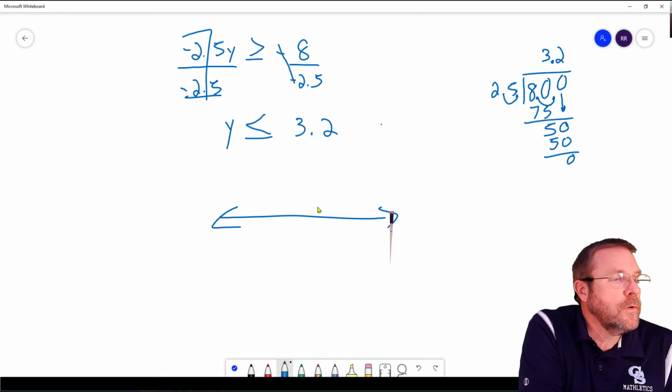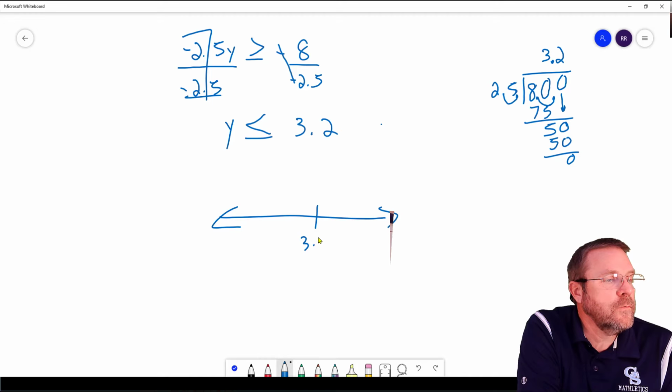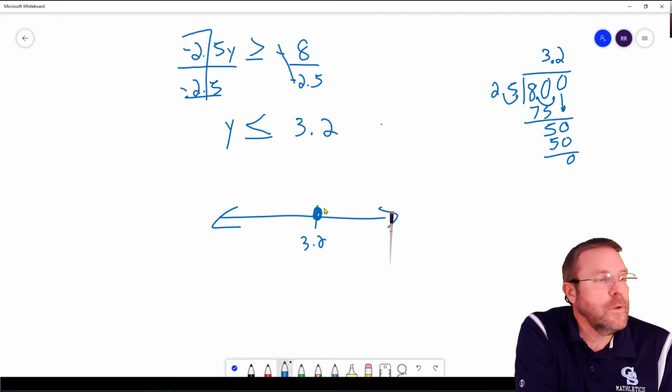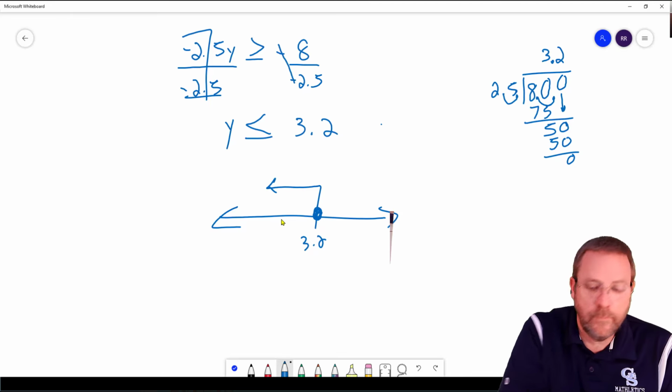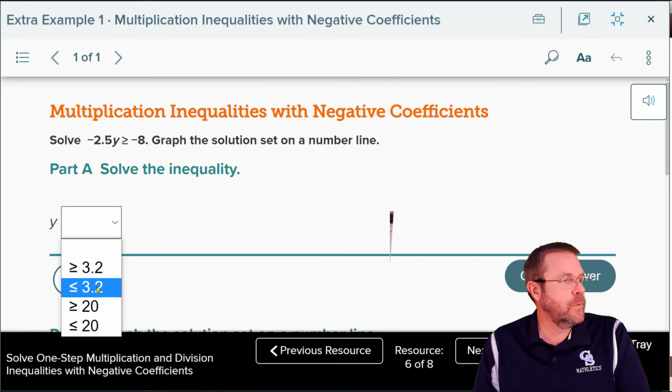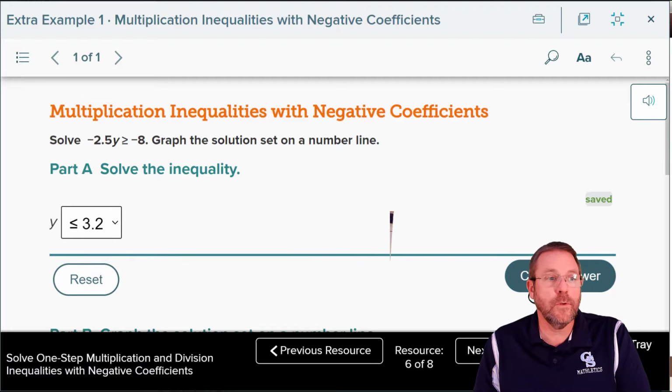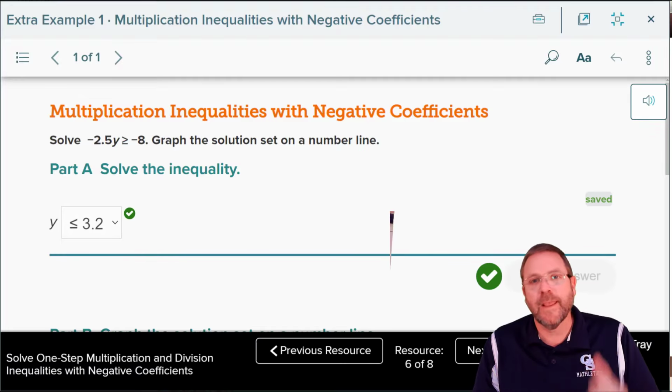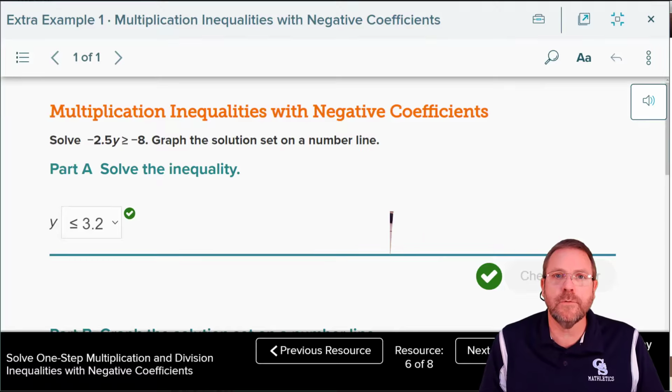When we graph it on the number line at positive 3.2, we're going to have a solid circle because it's an or equal to, and the arrow goes to the left. When we go back to our answer key, we're going to put in y is less than or equal to 3.2, check it, and the answer checks. That's all there is to it.